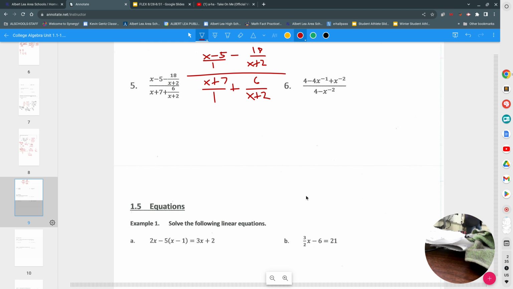What should be the common denominator in the top? X plus 2. So I'm going to multiply the top and bottom by x plus 2. And in the bottom, I will also multiply the top and bottom by x plus 2, so that I have a denominator of x plus 2 as well.